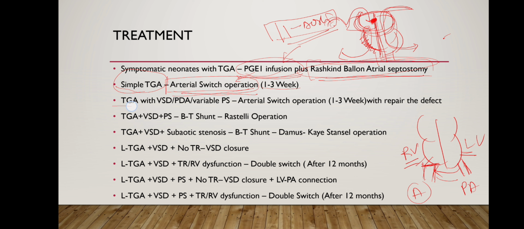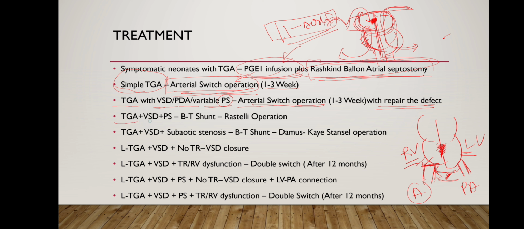If the patient has TGA with VSD or PDA or any small amount of variable dynamic pulmonary stenosis, then we have to do the arterial switch operation as early as possible and also repair the defect. That means if there is a VSD, small or large, or a patent PDA, we have to block the PDA and do the arterial switch operation as early as possible. If there is a VSD, we have to put a patch on the VSD.